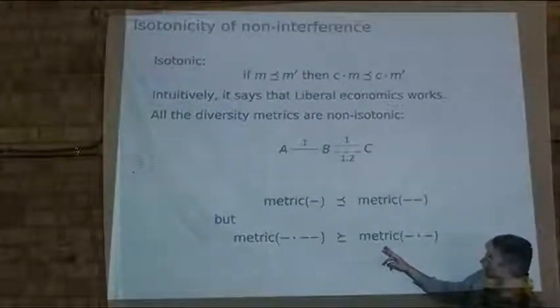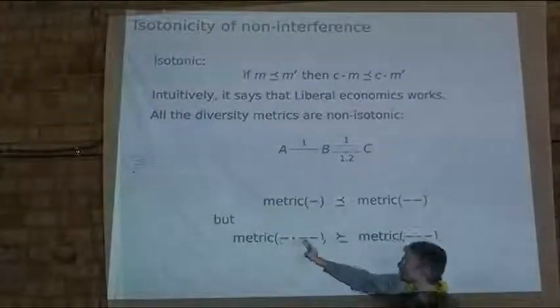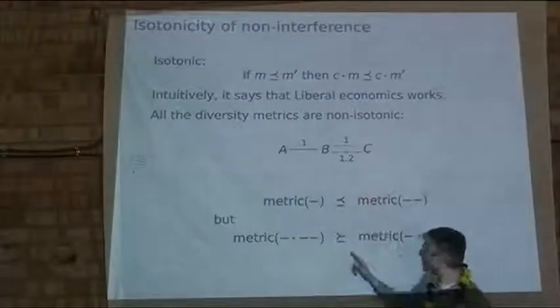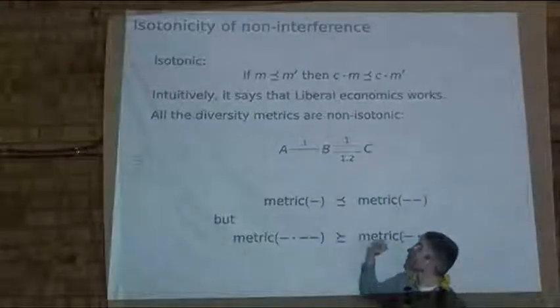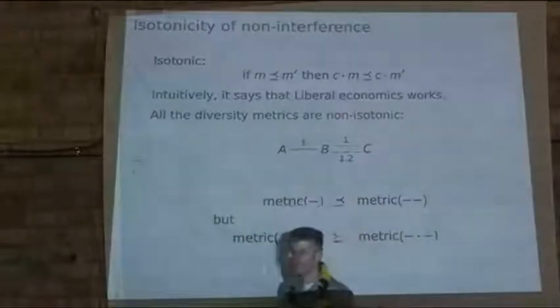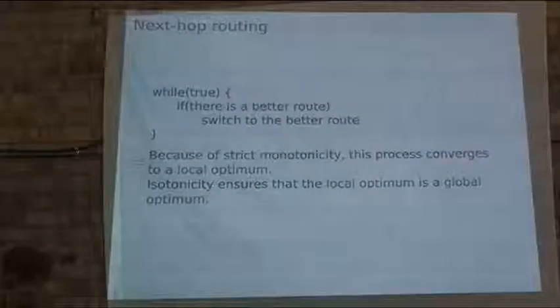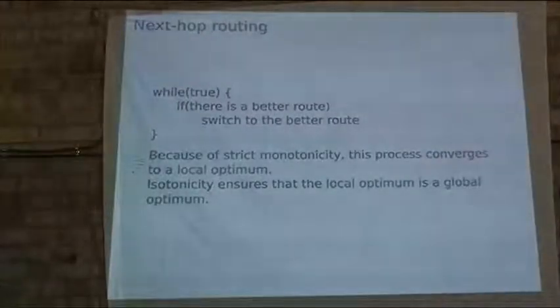Yes, I inverted it twice. So that's the other way around, excuse me. The metric of solid dashed should be smaller than the metric of solid solid. For A, it is preferable to change frequencies, and you violated the isotonicity property. So, what does that mean for the protocol?